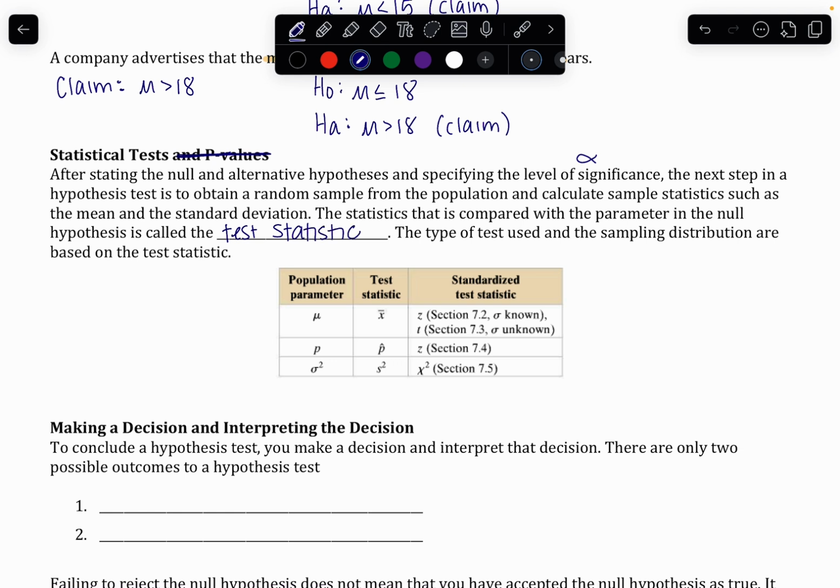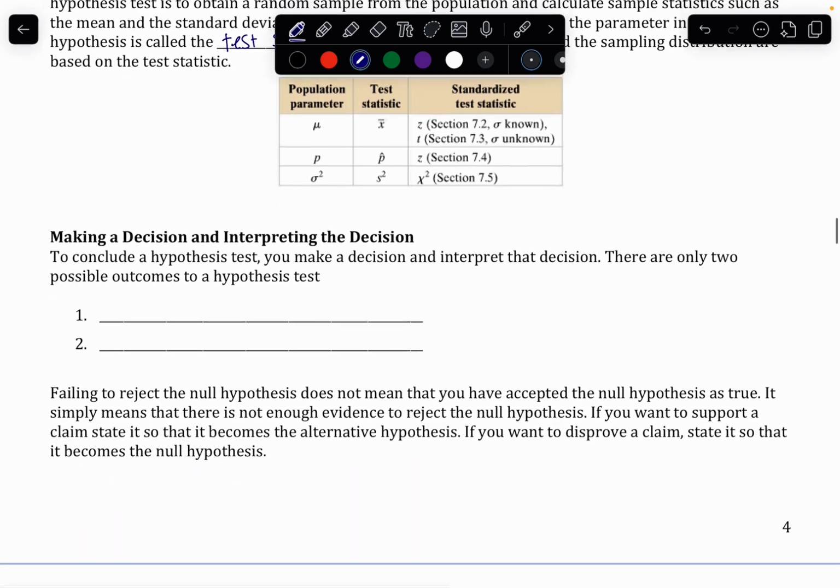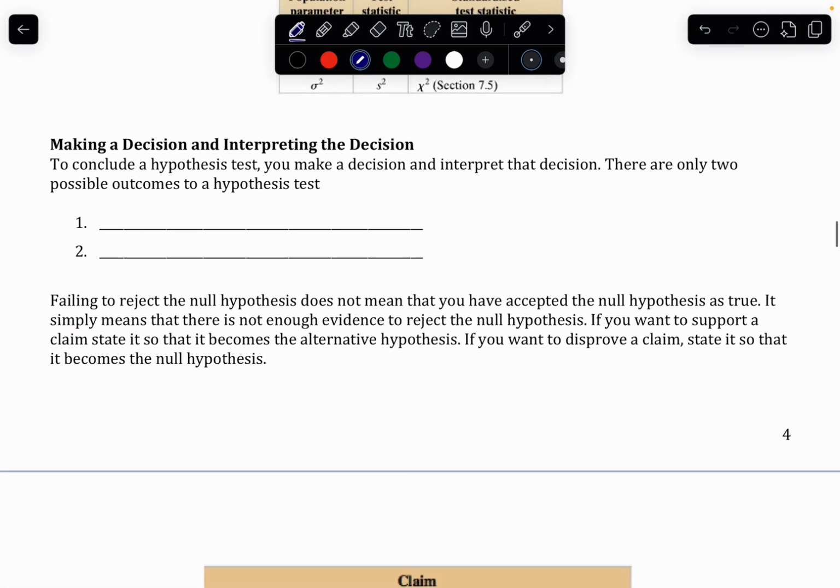The type of test used and the sampling distribution are based on the test statistic, and this is a table from your book. Okay. After we find our test statistic, we're able to make a decision and interpret the decision.